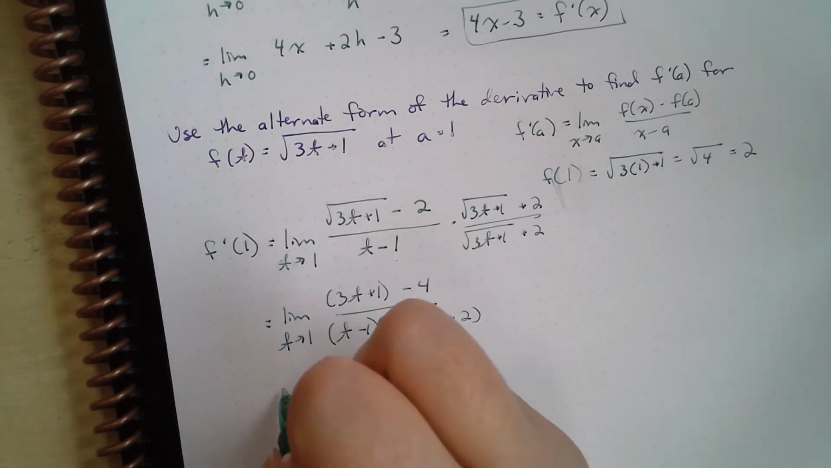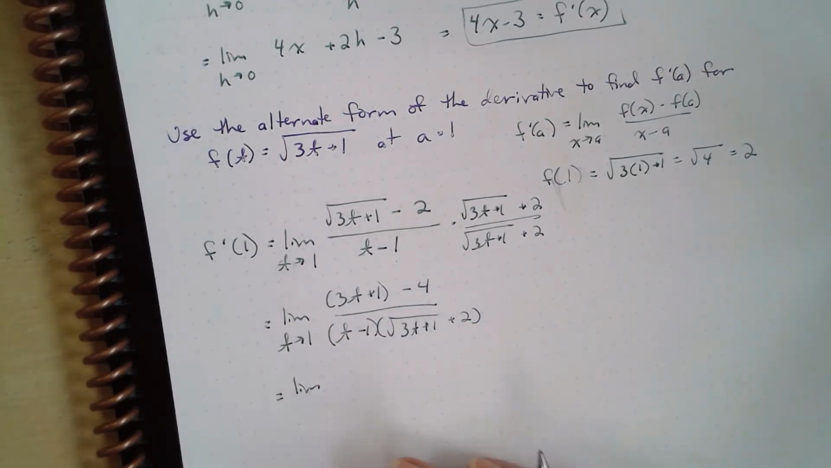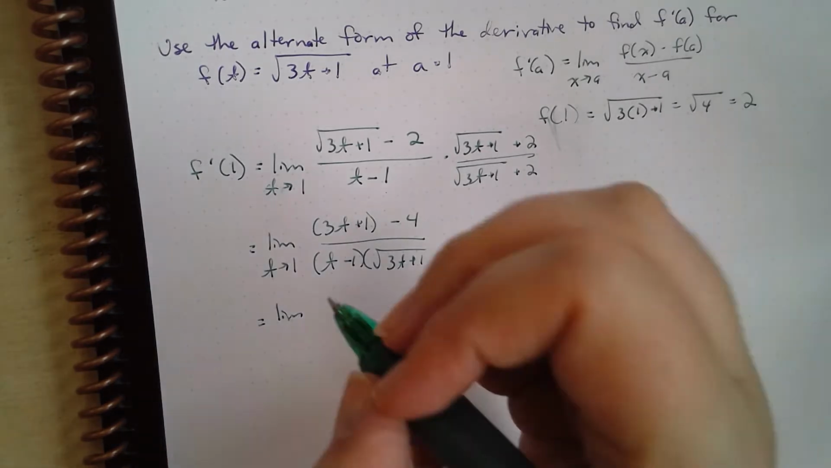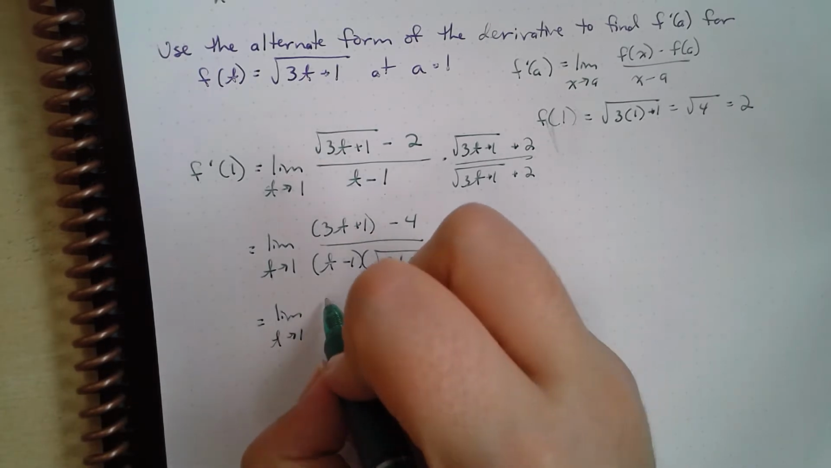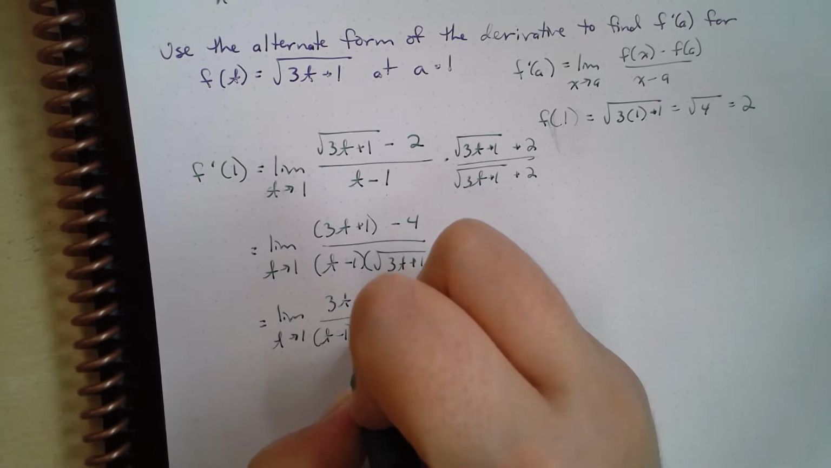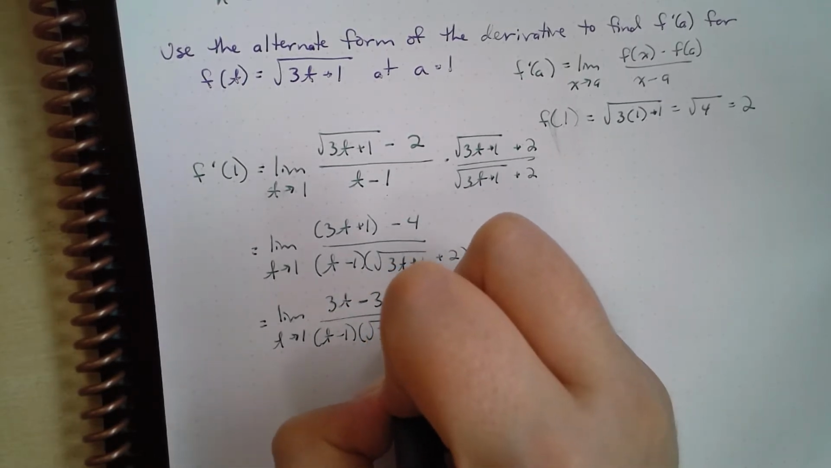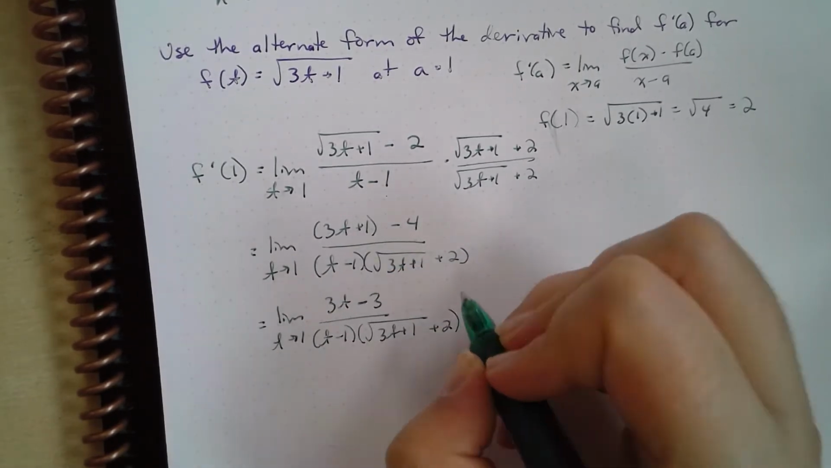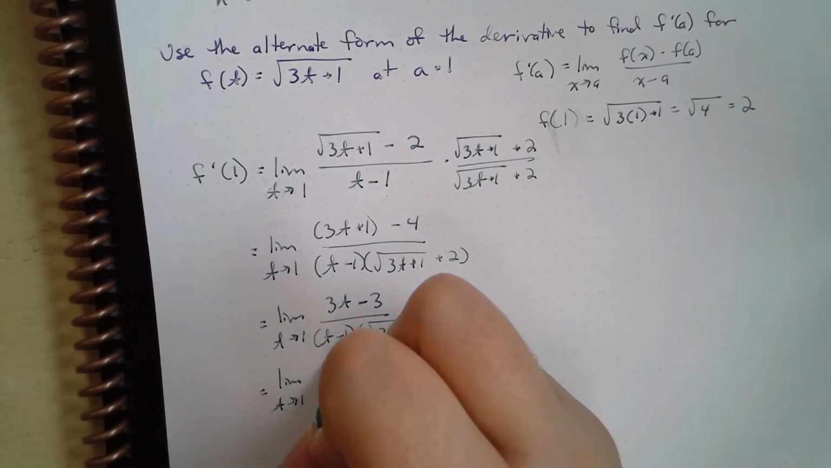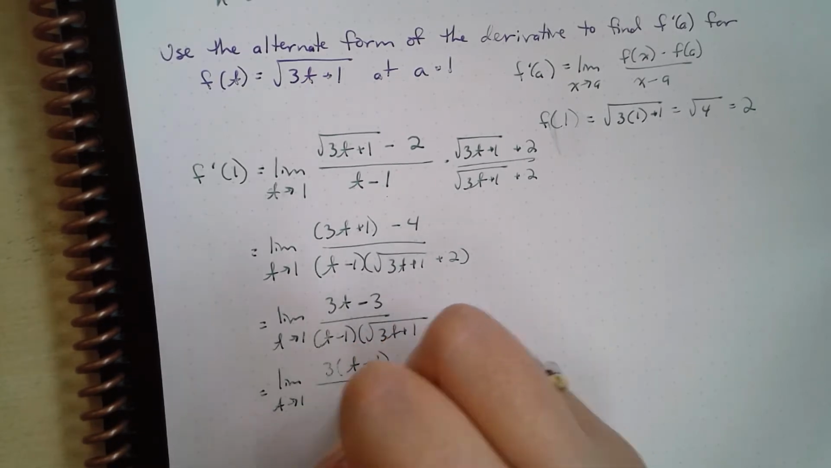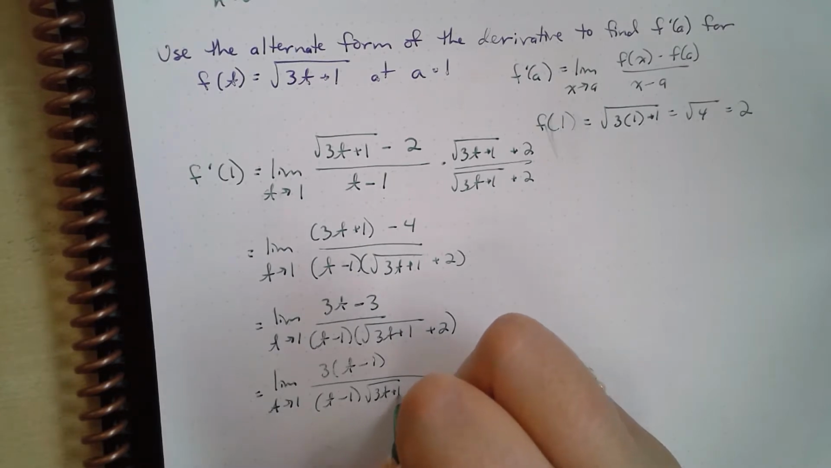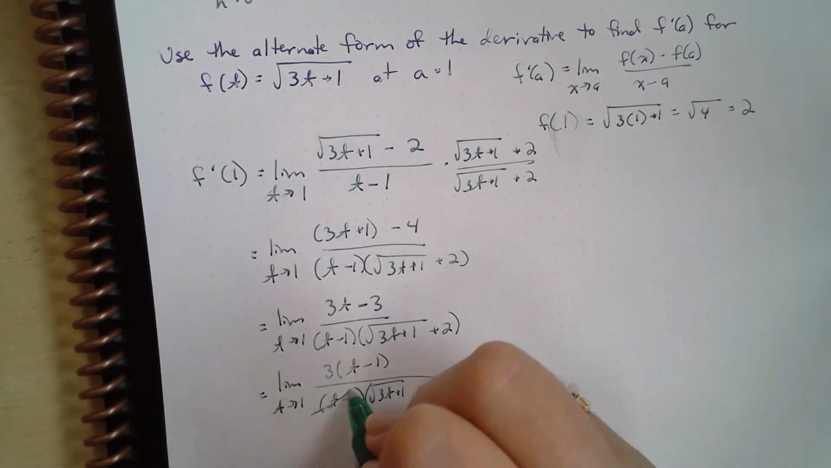And I can kind of rewrite this. I've got the limit, hopefully you can still see here. The limit as t approaches 1 of (3t minus 3) over (t minus 1) times (the square root of 3t plus 1, plus 2). That's going to be our limit. It's the limit as t approaches 1 of 3 times (t minus 1). Looks like we're going to get something to cancel out here. The square root of 3t plus 1 plus 2, these cancel out.